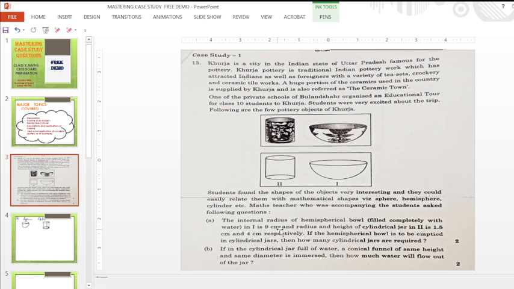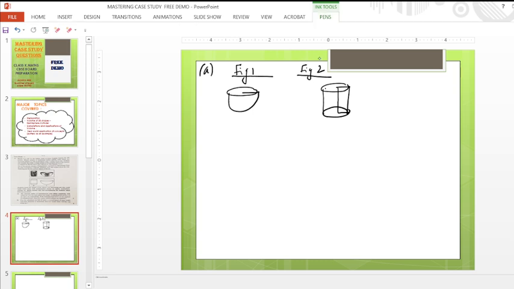So what is the first part? The teacher who accompanied them asks them a challenging question. That is question number one. Let's go on to the A part. I will read the question and then we'll solve it. The first part says the internal radius R of the hemispherical ball, which is filled with water, is 9 centimeter. So I can write here that this is 9 centimeter, the internal radius of the hemispherical ball.